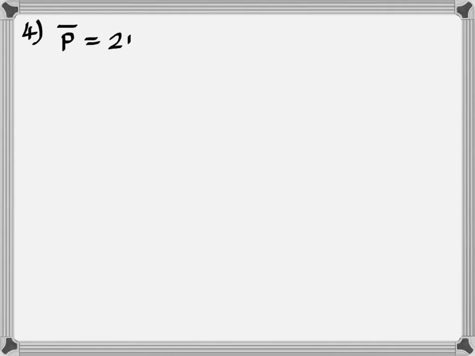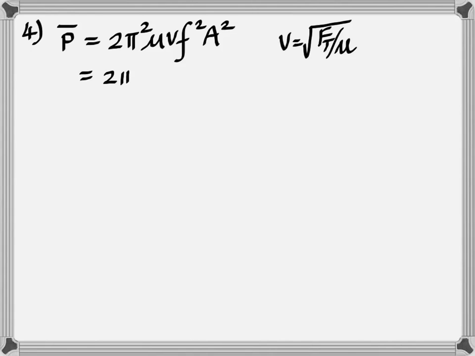All right, number 4. Power. Isn't this the formula for power? 2 pi squared mu velocity f squared a squared. And in this question, what do you have? You have the frequency and you have the amplitude, but you do not have the velocity. So first, you have to find the velocity from tension and mass per unit length with that formula, which we have used.